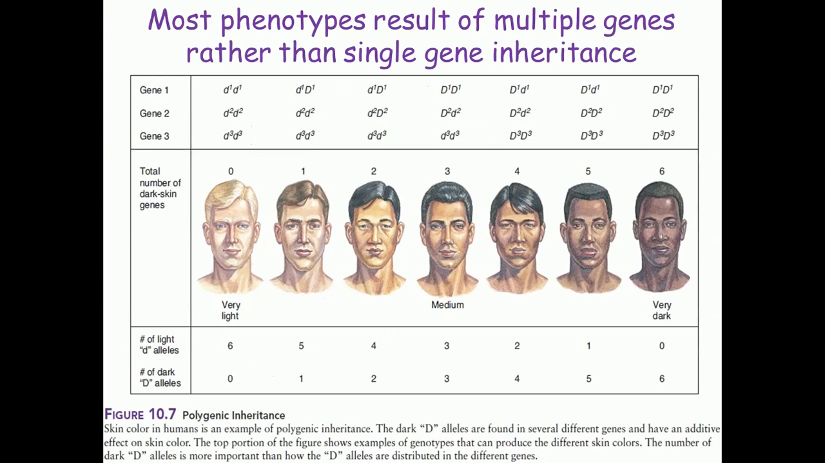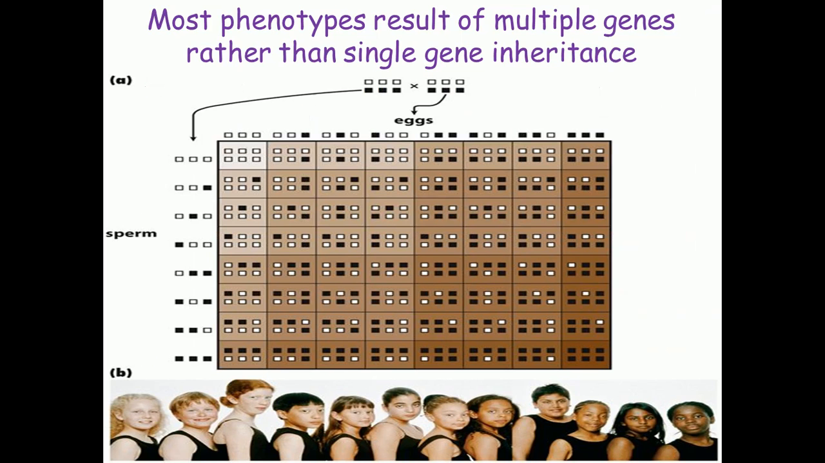Now, most phenotypes are the result of multiple genes rather than a single gene inheritance. An example is skin color. We could see that it's caused by 3 different genes, and this makes it complicated if you're doing a Punnett square, which you're not expected to do at GCSE. All you have to understand is that the phenotype for most characteristics is usually due to several genes and not a single gene.